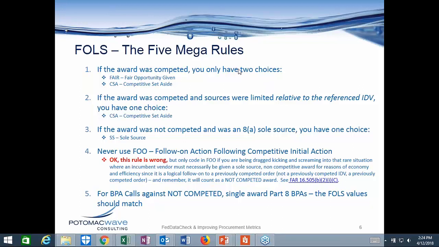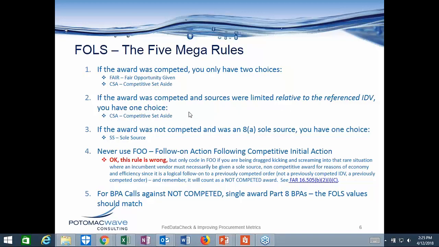Okay, the five mega rules. I'm really emphasizing order calls. You could also extend this discussion to Part 8 BPAs and their relation to the federal supply schedule, but it's complex enough. If you competed the order call, then you've got two choices in the fair opportunity limited sources field: fair opportunity given, or competitive set aside. If the award was competed and the sources were limited relative to the referenced IDV, then you have one choice, competitive set aside.